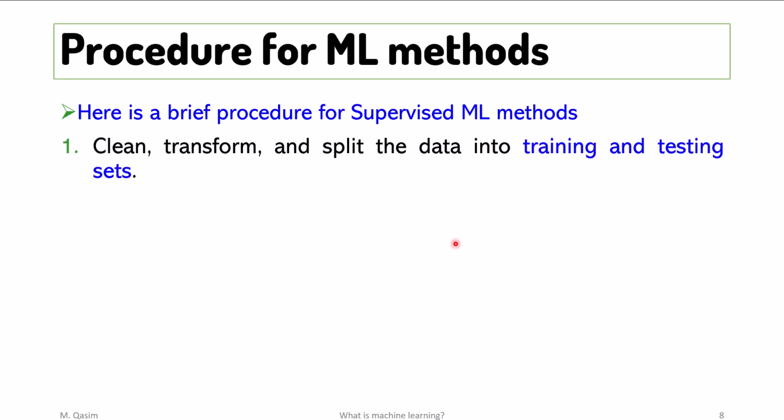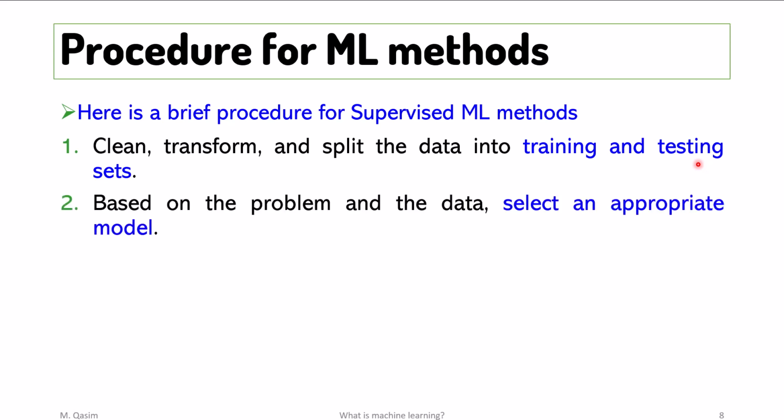So the first step in the procedure of supervised machine learning methods is to clean, transform, and split the data into training and testing sets. The training dataset will be used to train the model, while the testing dataset will be used to evaluate its performance.